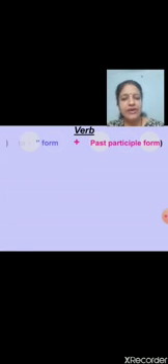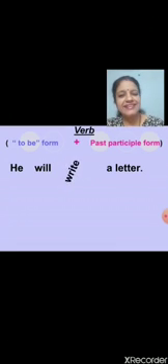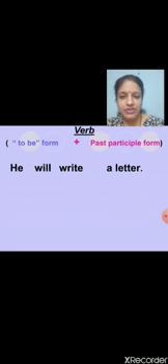Now let us see one more example. He will write a letter. Quickly tell me which is the verb. Right. Write is the verb here. Correct. The main verb is write. What is the next step? We have to change the verb.